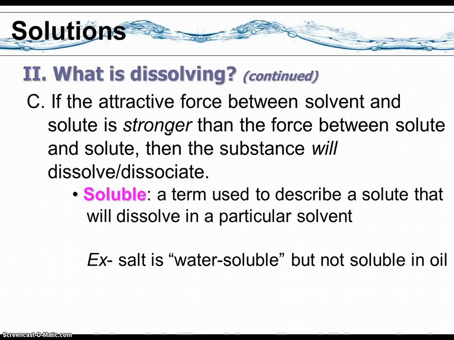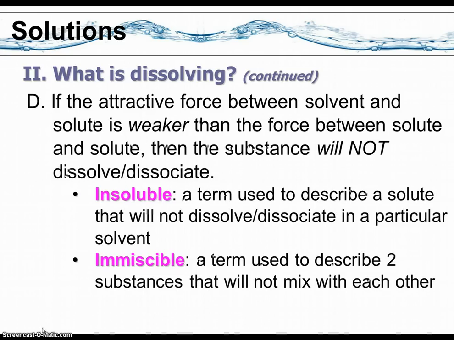Salt is not soluble in oil, and mainly that is because oil is nonpolar and salt is ionic, so there is no attractive force between them. However, if you have a substance where the force is weaker between the solute and solvent than the force between the solute molecules, so the force holding them together, the substance will not dissolve or dissociate, and we would then call that substance insoluble. So another way of saying insoluble is immiscible, which just basically describes if you have two substances that will not mix with each other, they are immiscible, or one is insoluble in the other. So salt is insoluble or immiscible in oil.